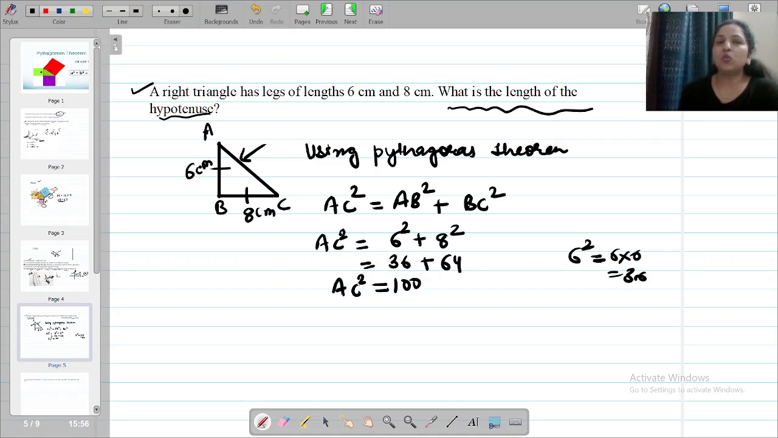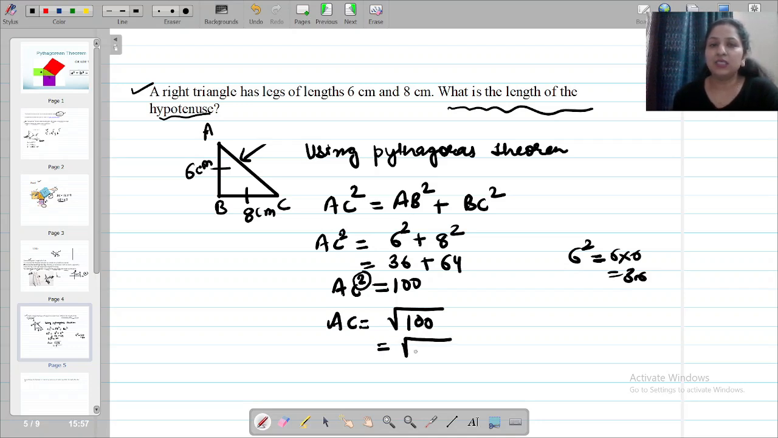So AC square is equal to 100. If there is a square on one side and I need to remove this square, it goes as under root on another side. So the value of AC is under the root or square root of 100. How do we find square root? If two similar numbers are there inside the root, under root cancel, one number cancel and one will come out. I request please go and see that video made on square and square root. You can easily solve this question.